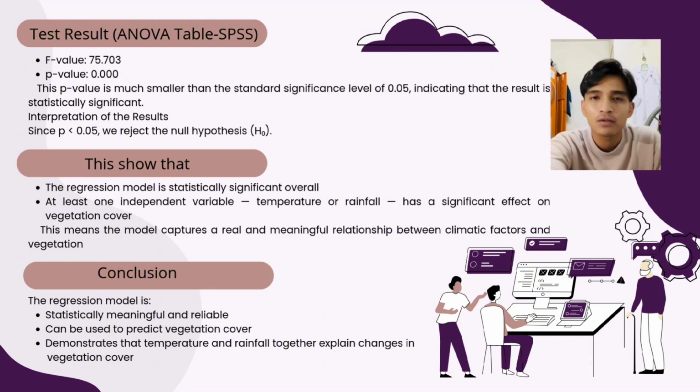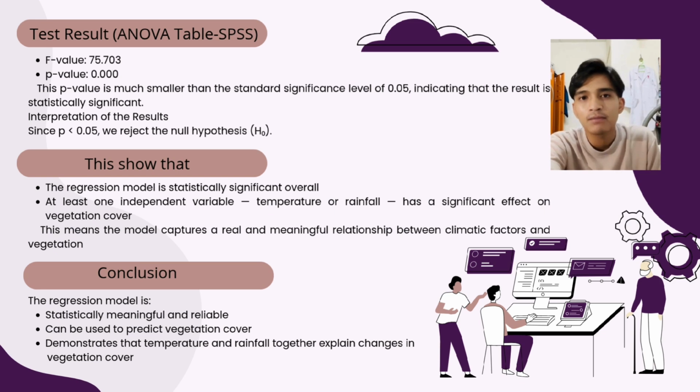About the test result, we use the ANOVA table from SPSS. F value 75.703 and then p-value 0.000. This p-value is much smaller than the standard significance level of 0.05, indicating the result is statistically significant. Interpretation of the result: since the p-value is smaller than 0.05, we reject the null hypothesis H0. This shows that the regression model is statistically significant overall.